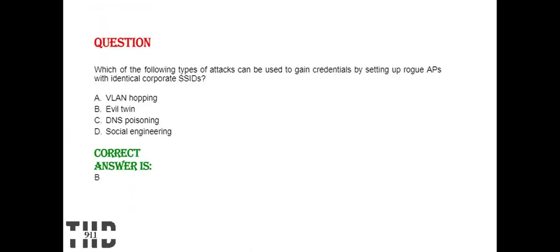Which of the following types of attacks can be used to gain credentials by setting up rogue APs with identical corporate SSIDs? Option A, VLAN hopping. Option B, evil twin. Option C, DNS poisoning. Option D, social engineering. Correct answer is option B.